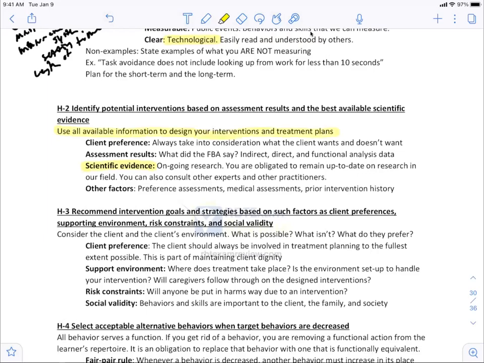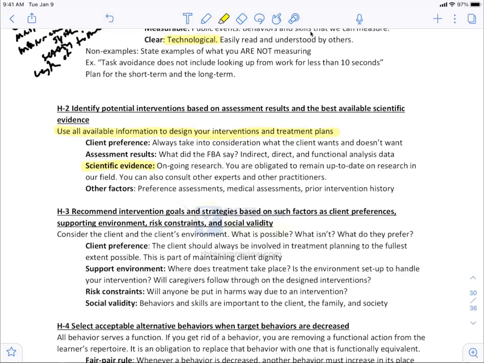So always take into consideration, what does the client want and what the client doesn't want? Clients are part of our treatment planning. They have a right to have a say. Now we need to be logical about this, okay? If they're 5 years old, that's going to look different than an 18-year-old. However, they still have a right to say what they want and what they don't want. Parents as well should also be part of the treatment planning.